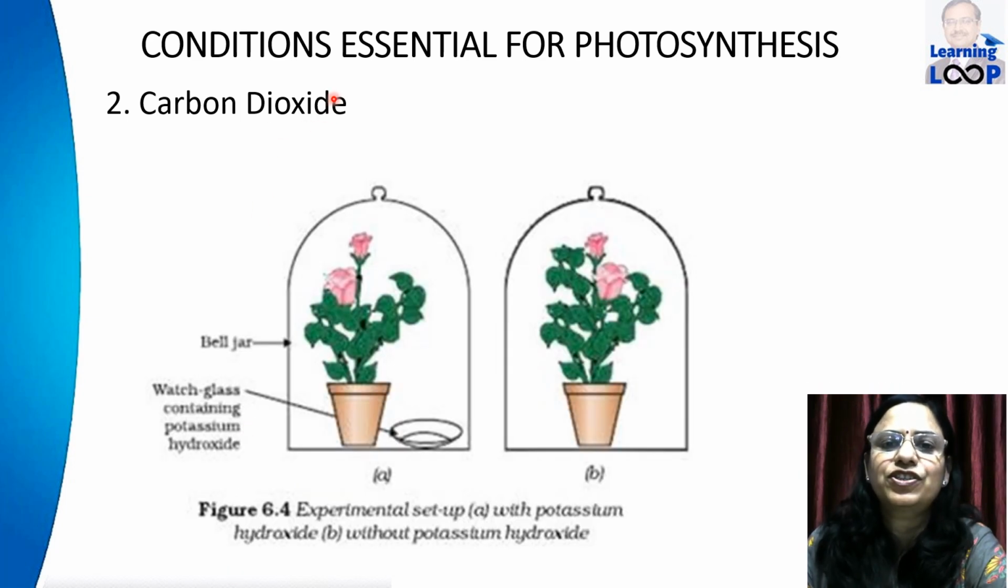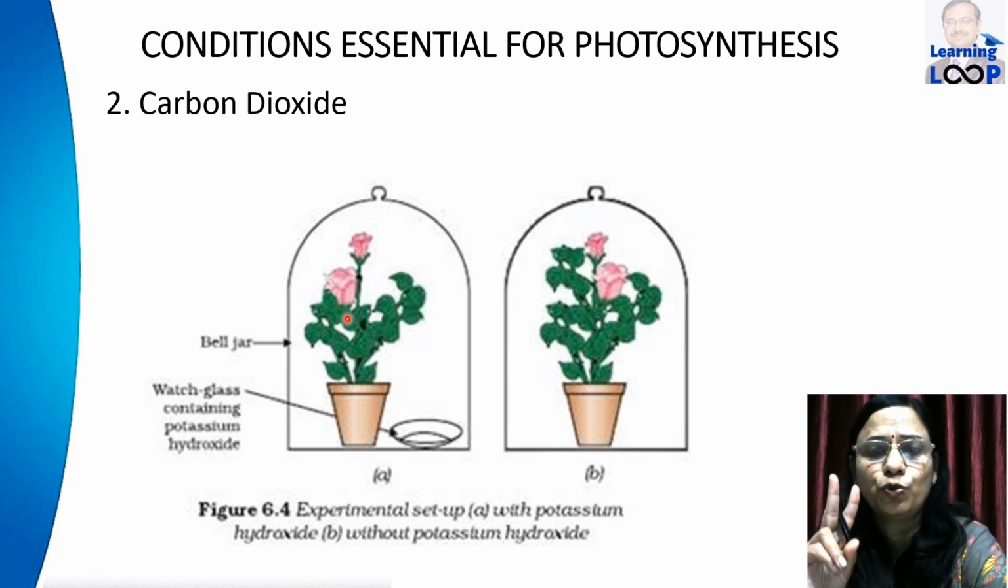The second condition essential for photosynthesis is the presence of carbon dioxide. So this time we need 2 plants. Place both the plants in a dark room for 2 to 3 days to destarch the plants. After that, bring those plants out and you have to put them in bell jars as shown in the figure.